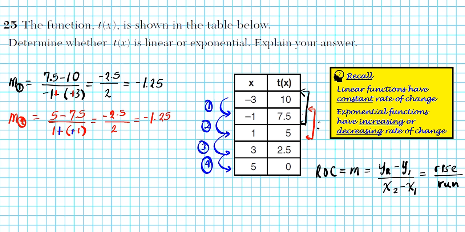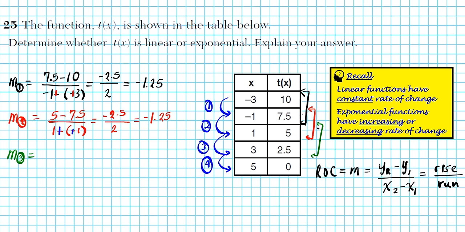You don't have to do everything. So let's do the third interval from 1 all the way to 3, okay? Let's see what the rate of change or slope is there. So for the third interval, M3, the rate of change is Y2. Now, what is Y2? We're looking at this interval right here.